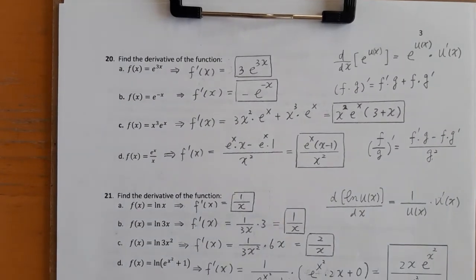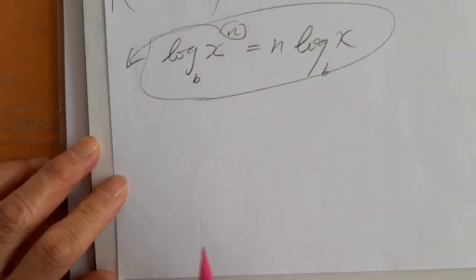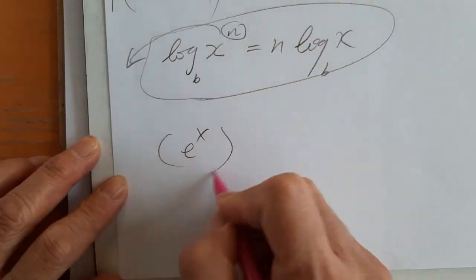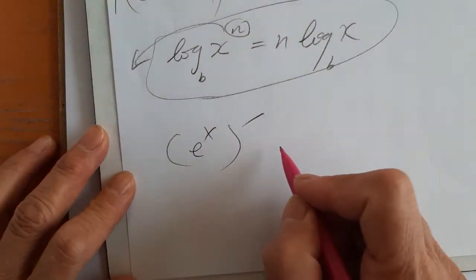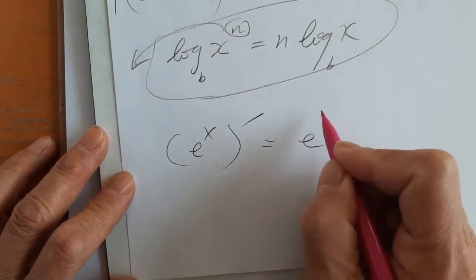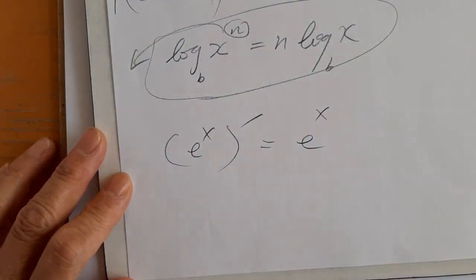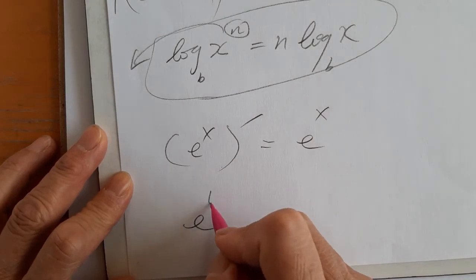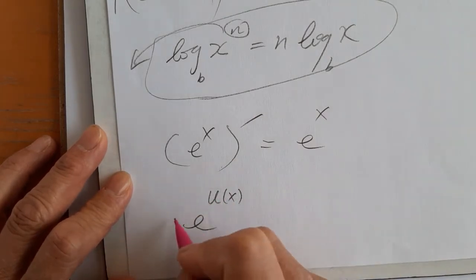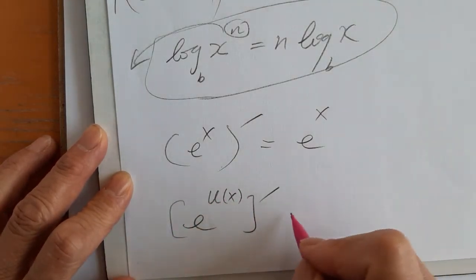Derivative. So the derivative of the exponential function is this. If e to the power x, you take the derivative, the prime, or what we call the derivative, is still e to the power x. If e to the power u is in terms of x, we take the derivative.